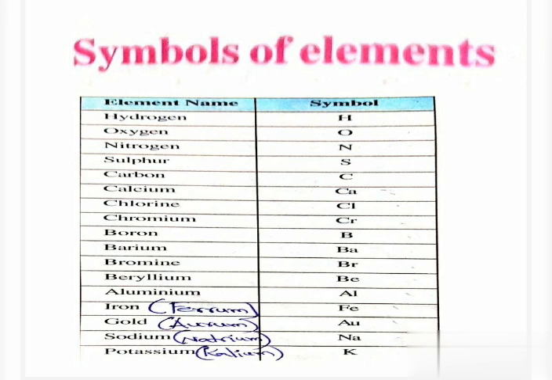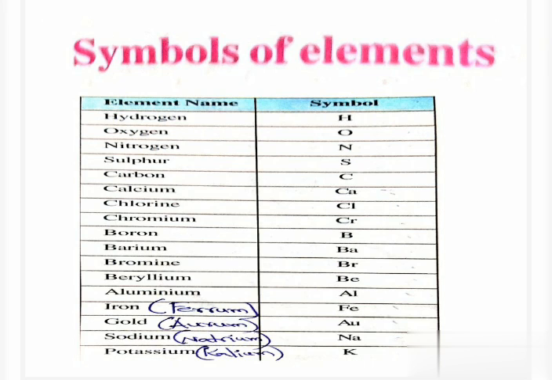Once you observe Table 2, the symbols of some elements are given: hydrogen H, oxygen O, nitrogen N, sulfur S, carbon C, calcium Ca, chlorine Cl, chromium Cr, boron B, barium Ba, bromine Br, beryllium Be, aluminium Al, iron Fe, gold Au, sodium Na, potassium K. Here observe carbon, calcium, chlorine. The starting letter of carbon is C, calcium also starts with C, and chlorine also starts with C.